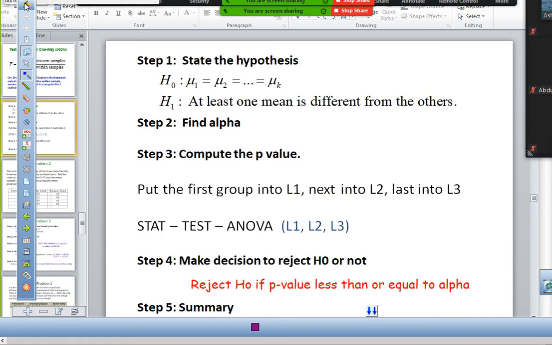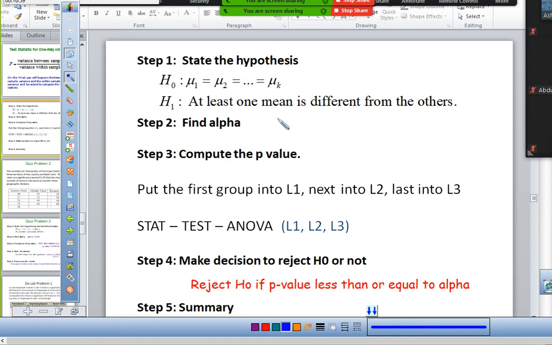All right, so again, these are the steps for ANOVA. State the hypothesis. H naught is always going to be mu1 equals mu2 equals mu3 equals mu4, as many mu's as you have. H1 is at least one differs. Not which one. You can't say which one because you don't know which one, but at least one of them differs.